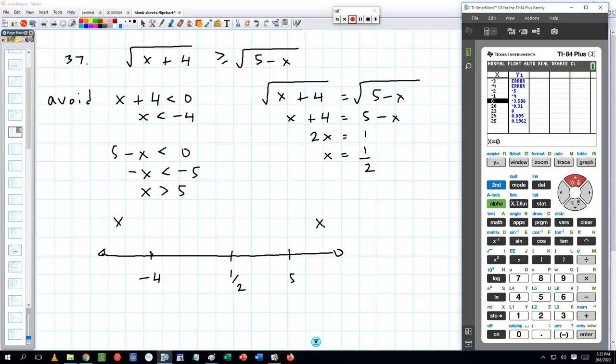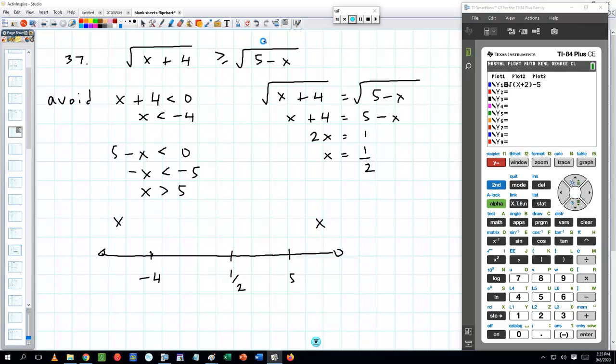Let me delete all these numbers. Go to my y equals. I want to take this little rascal here to the other side so that I can compare everything to being greater than or equal to 0. That looks correct. Second table.